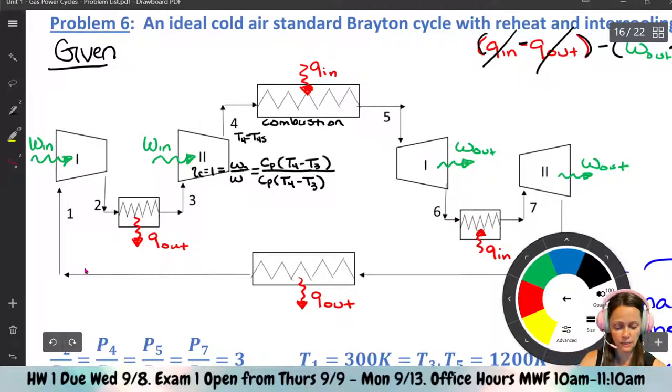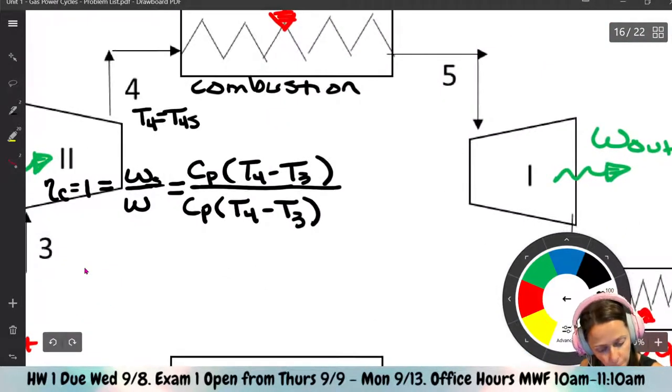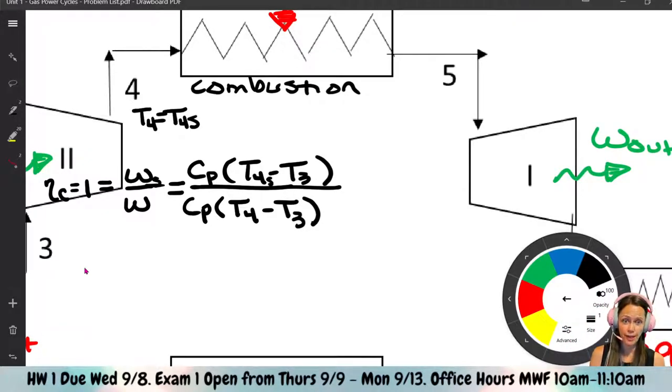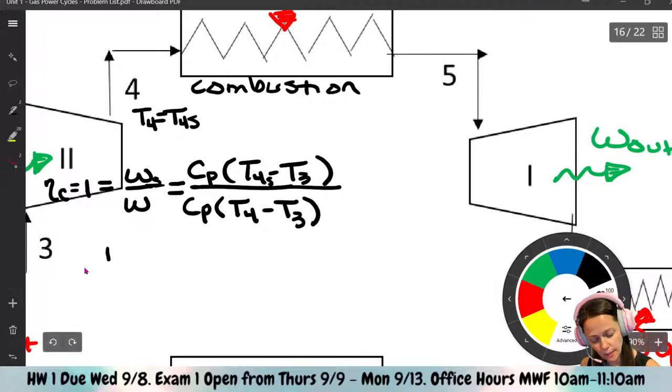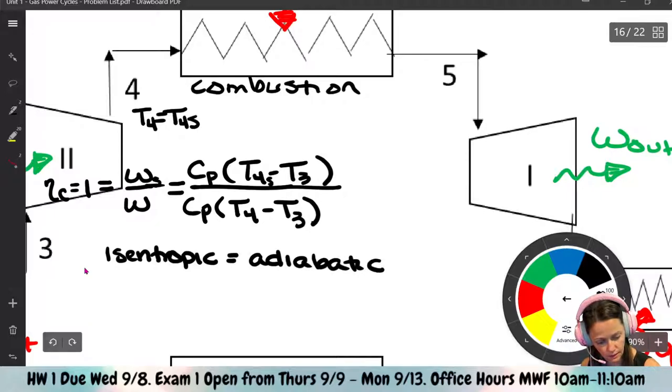But the only difference is on the top, this guy is a T4S, because it would be the temperature at the end of that ideally isentropic process. So it's just kind of like assuming that it works perfectly. That's kind of what T4 equals T4S means. So what isentropic means is that it's adiabatic and reversible. So what you said is not incorrect.